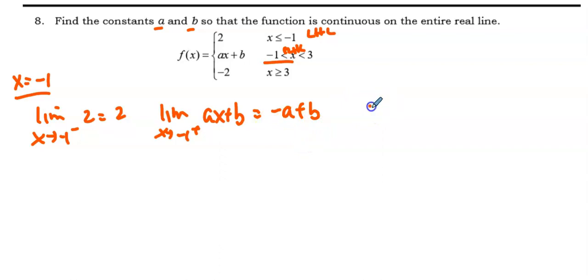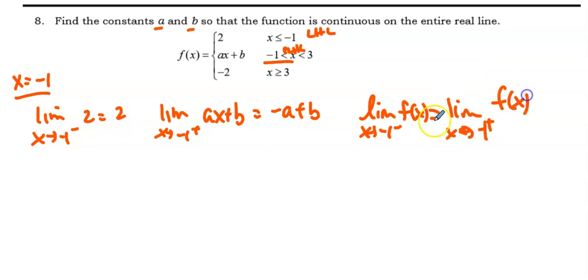And so from that, since the left-hand limit has to equal, in order for it to be continuous, the right-hand limit, now I can set 2 equal to -a plus b. And I can go one step further and say, okay, well, b is just going to be equal to a plus 2. Okay, a plus b. b equals a plus 2.